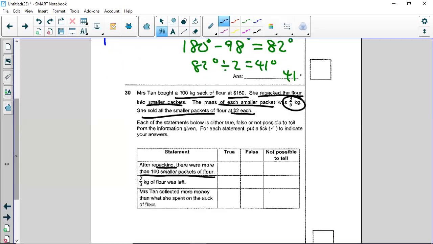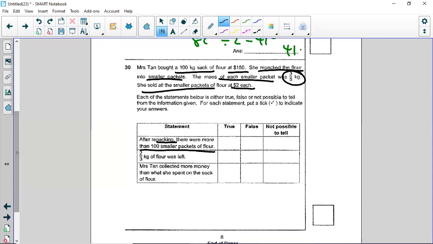Is that true? So you will have to do what? You have to prove it. You take 100 kg, right? And one small packet is 3/5 kg, then you have to divide. Okay, you must divide to get how many packets.